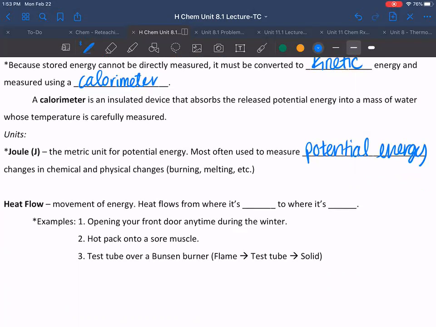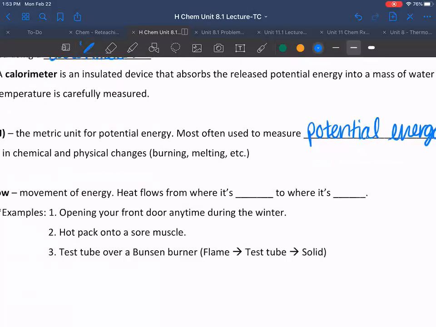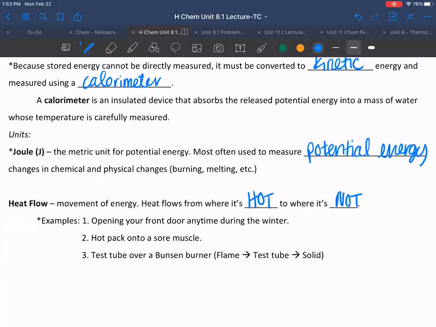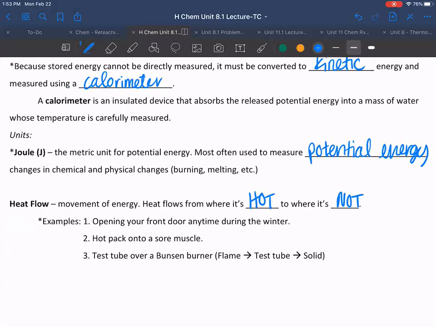And then the last thing I wanted to talk about here is heat flow. So the nice thing with heat flow is there's a little saying here. Heat flows from where it's hot to where it's not. So this examples could be, for example, you guys open your front door and you can feel your hot air flying out of your house and the cold air coming in, or a hot pack if you have a sore muscle. It's actually the heat coming from the hot pack going into your body.